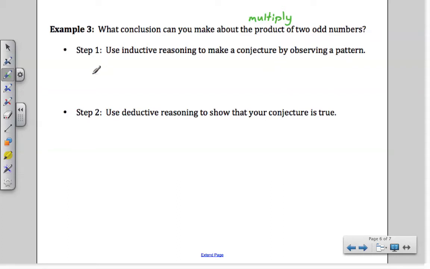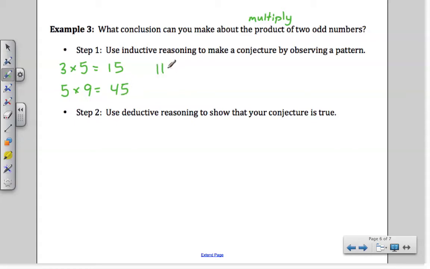All right. Well, first I'm going to use inductive reasoning. I'm going to observe a pattern. I'm going to try some things out, see what I observe. So, product of two odd numbers. I think we did this one before. We looked at multiplying two odds. 3 times 5, we get 15. Pick two more odds. How about 5 times 9 is 45.